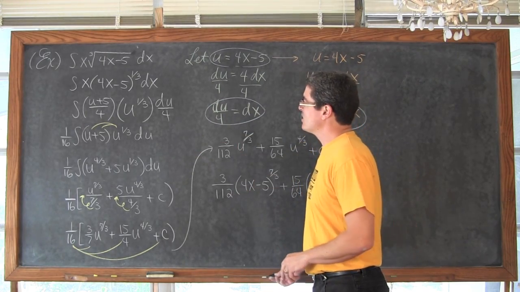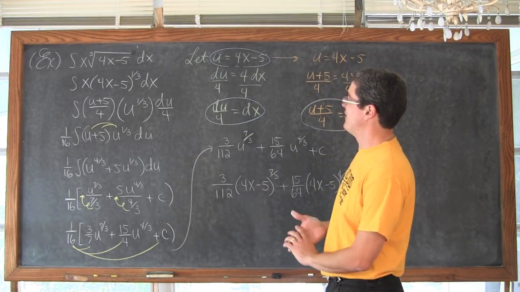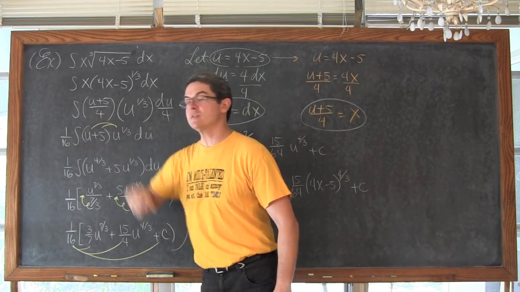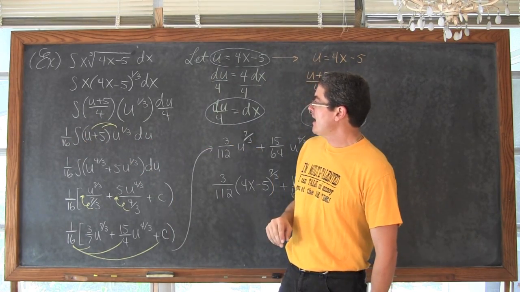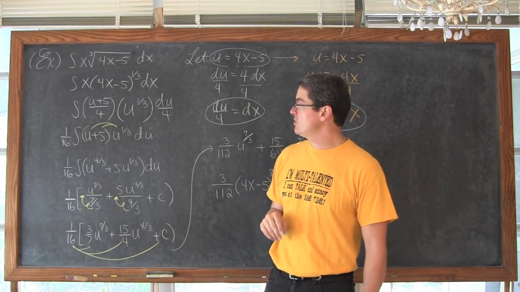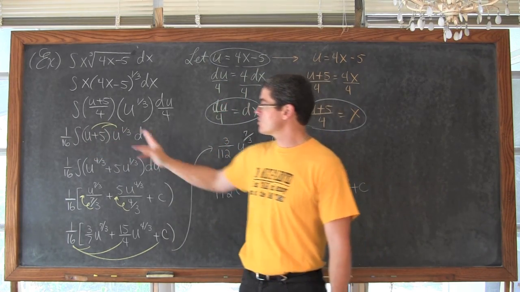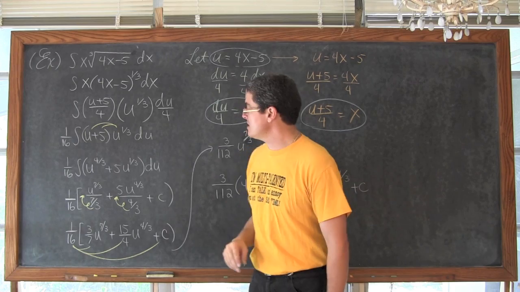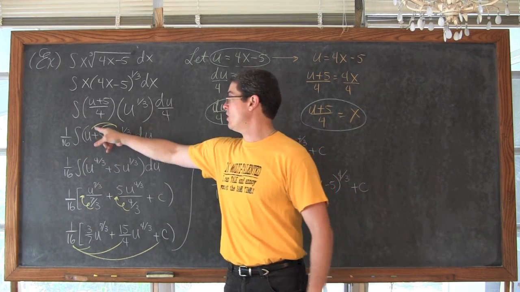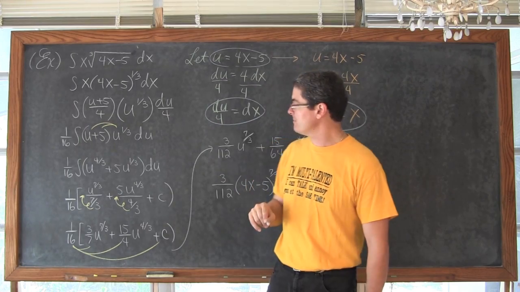All right, so let's see here. Where did we leave off? Oh, okay, so we have a constant of 1/4, and 1/4 that comes out is 1 over 16. And when we do that, we get (u plus 5) times u to the 1/3. And of course, we're going to take that and distribute it through the parentheses. Remember, when you multiply like bases, you add those exponents, and 1 plus 1/3 is 4/3.